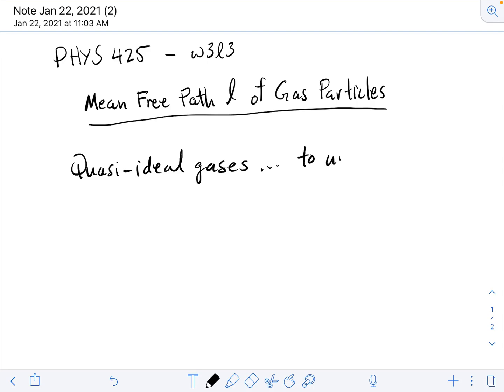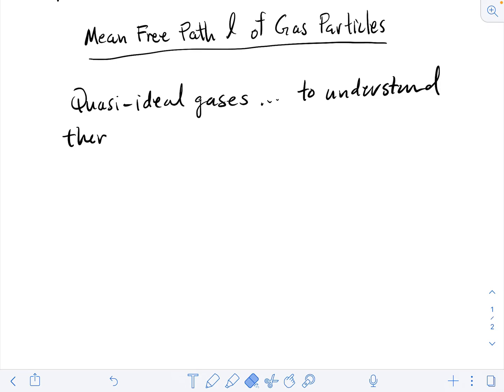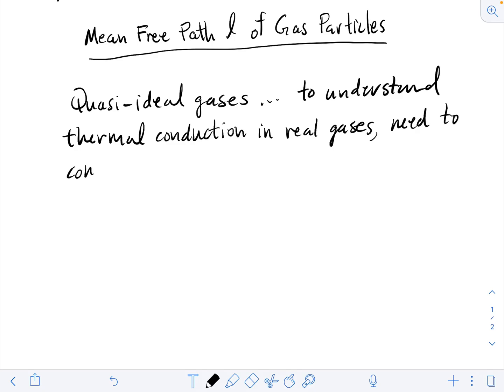So to understand thermal conduction in a real gas, we need to consider collisions between gas particles.